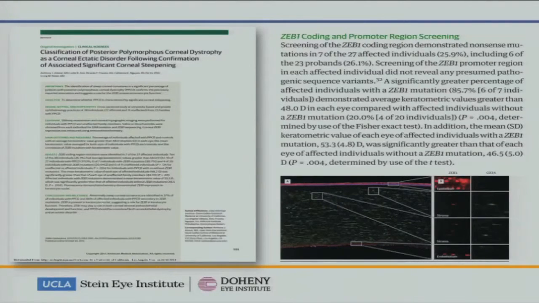Classification of posterior polymorphous corneal dystrophy as a corneal ectatic disorder following confirmation of associated significant corneal steepening. As we learn more about the dystrophies, we learn, at least in this case, that this is not just an endothelial dystrophy. This is a corneal ectasia. These patients have abnormal expression of the ZEB1 gene, not just in the endothelium, but throughout the corneal stroma. So most of these patients, in our experience, have very steep corneas. They'd be screened out during keratorefractive surgery. But those who don't have steep corneas, like this patient, still have abnormal corneal physiology. I think these patients should not have keratorefractive surgery, even surface treatments.